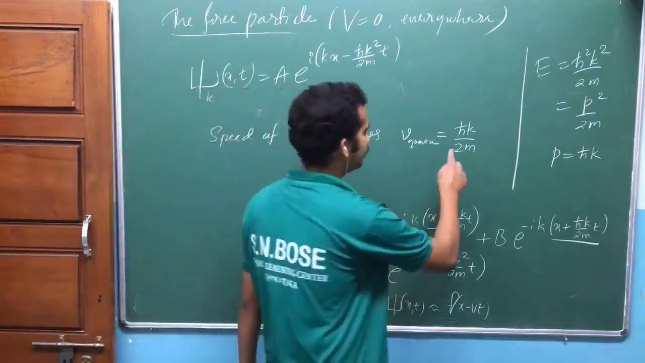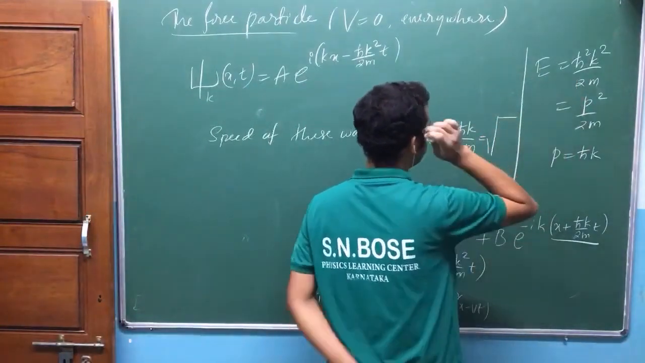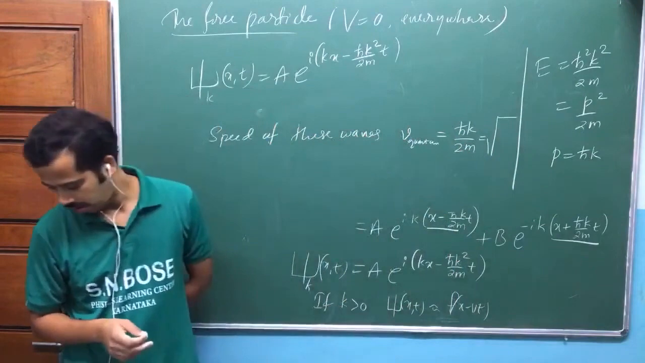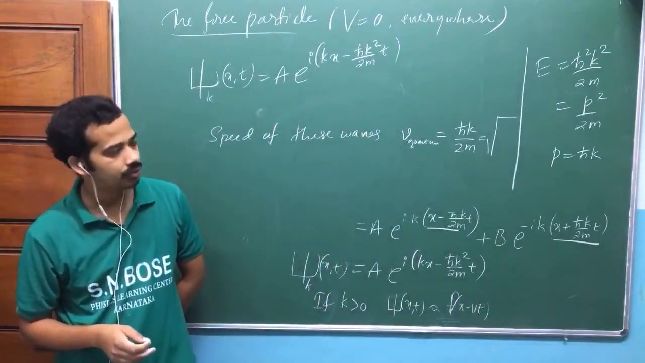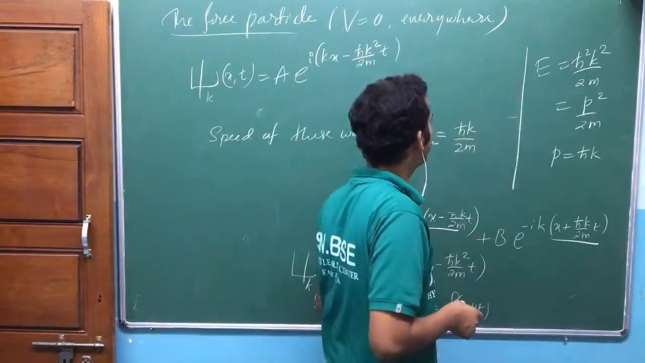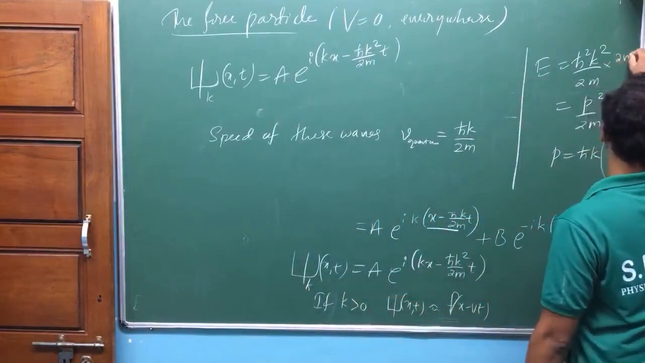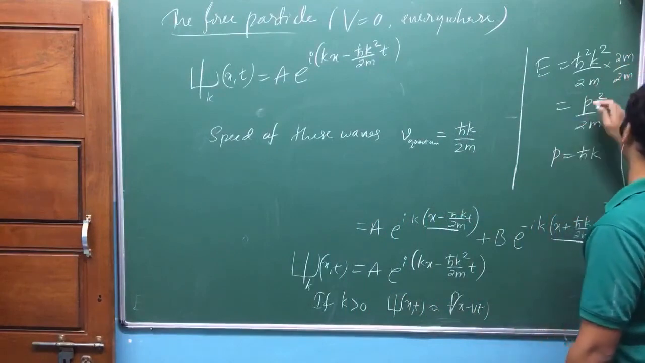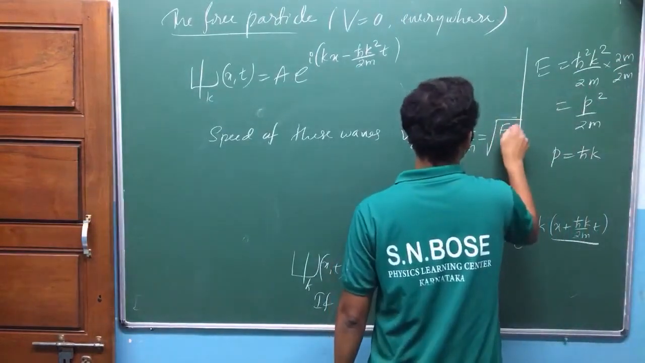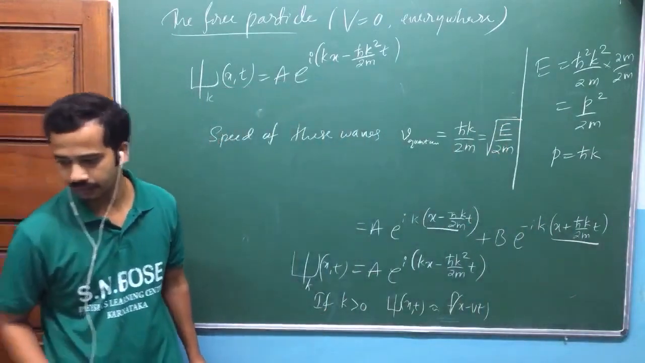Now I wish to write this whole thing in terms of E actually. So I can write this as root of, what is h bar k? Root of E into 2m divided by 2m, I can take the root, and write this as root of E by 2m. This is the velocity, the speed of the wave. Okay, we can write like this.